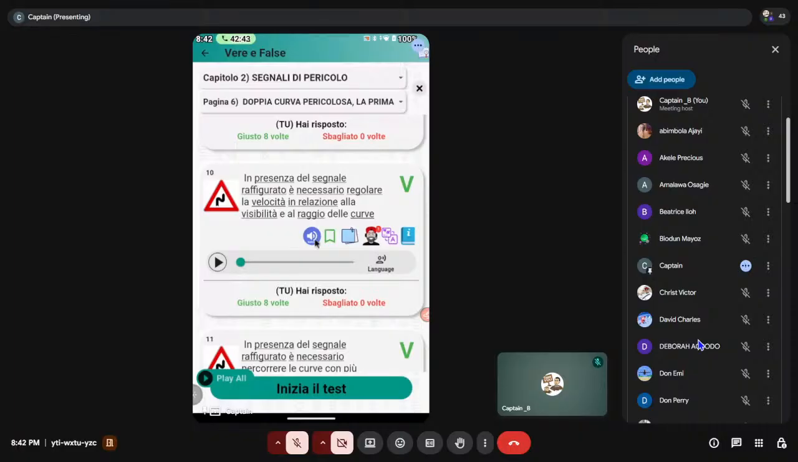Number 10. In presenza del segnale raffigurato è necessario regolare la velocità in relazione alla visibilità e al raggio delle curve. Now, in the presence of this sign, it is necessary for you to regulate your velocity in relation to the visibility and the radius of the curve, making it easier now, okay? And it is true due to the shape of the curve. Yes.